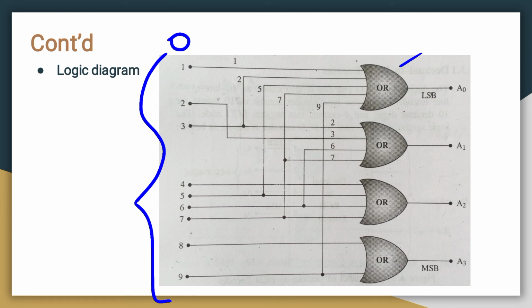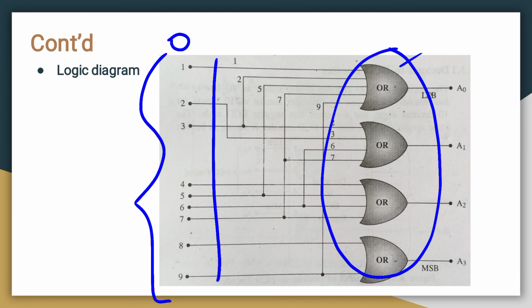Before taking the lines like this, just write the part of the line, half of the line, then take all the OR gates, then take the output of those as a basic diagram. Clear?